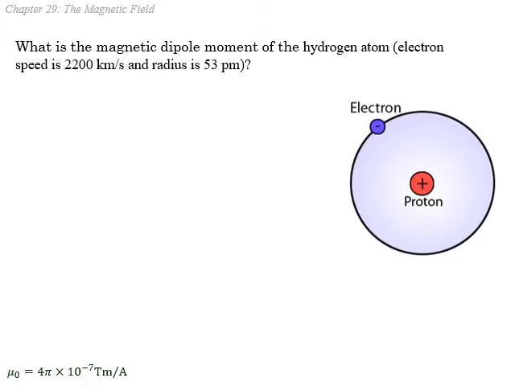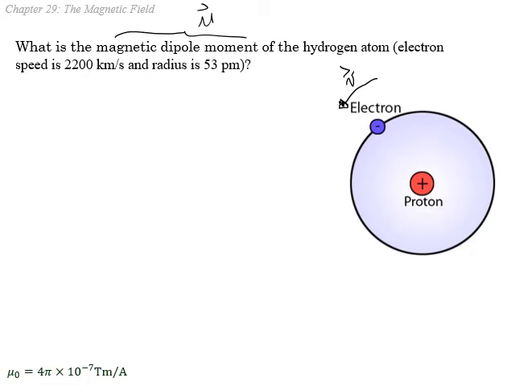In this example, we're asked to find the magnetic dipole moment, so that's mu, of the hydrogen atom, where a hydrogen atom consists of an electron circling a proton at a distance of 53 picometers with a speed of about 2200 kilometers per second. This picture doesn't specify the direction of the electron motion, so I'm just going to assume it's in the counterclockwise direction. Okay, we're asked to find the magnetic dipole moment.